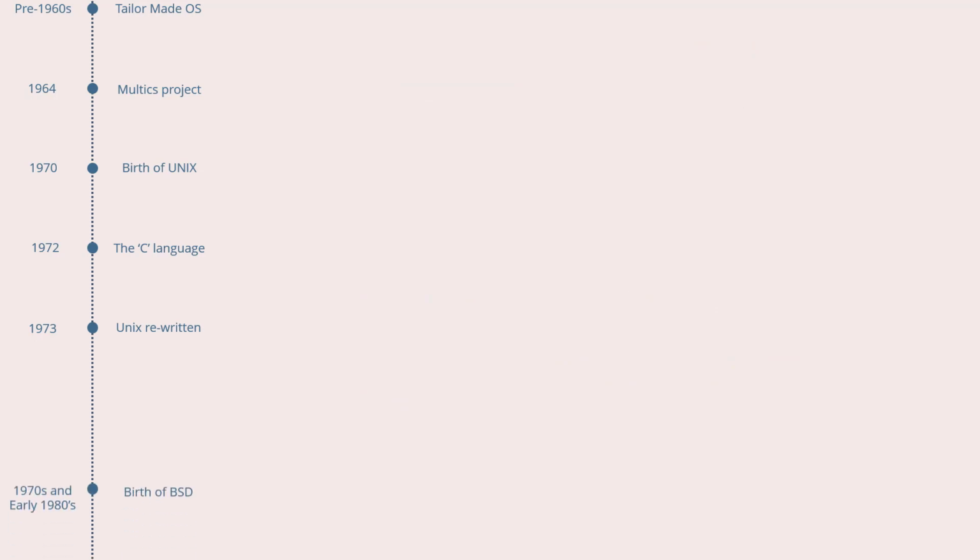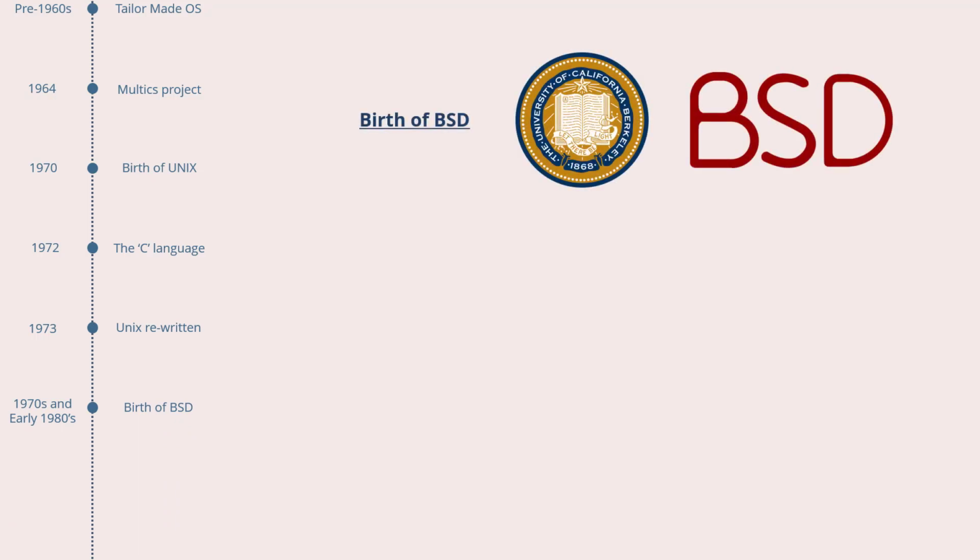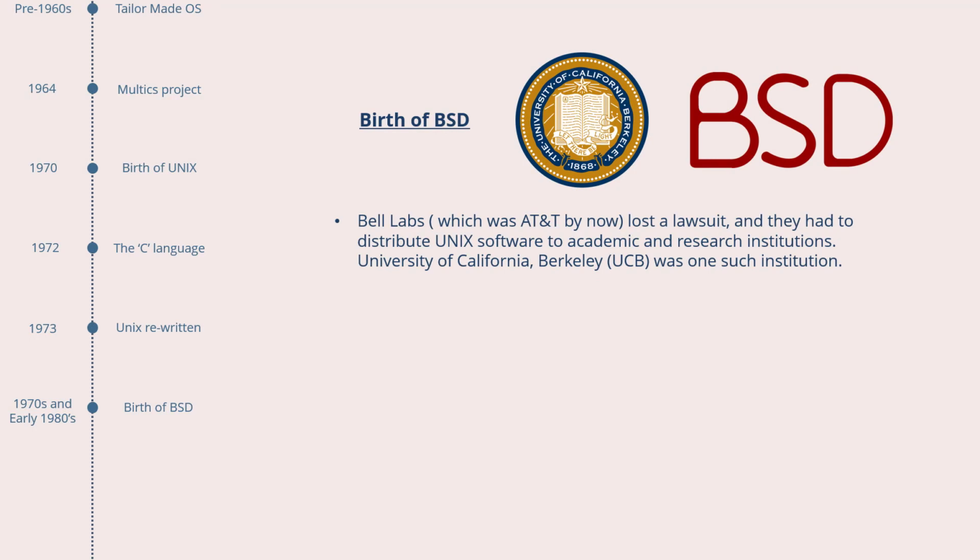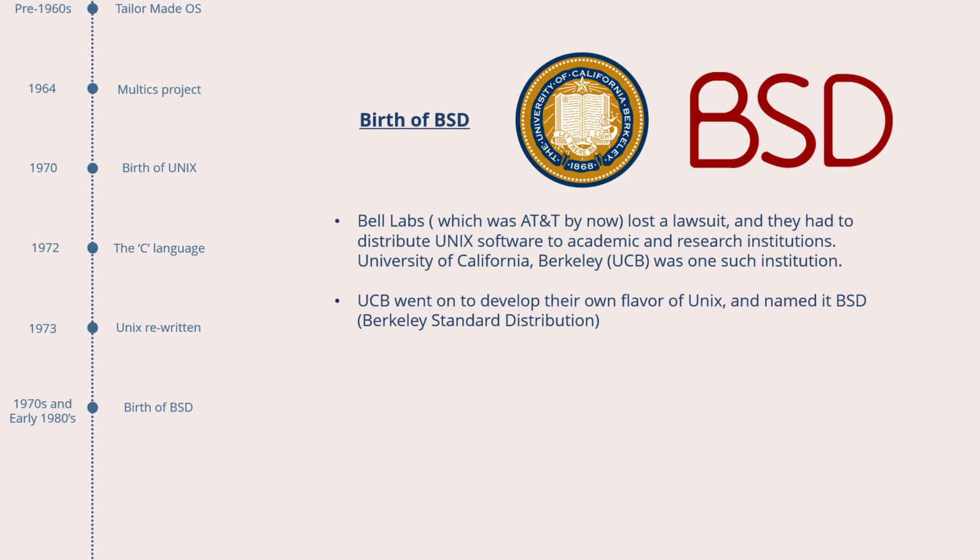Now let's move further ahead. This is the late 1970s and the early 1980s. Bell Labs, which was AT&T by now, lost a lawsuit and they had to distribute Unix software to academic and research institutions. University of California, Berkeley was one such institution. UCB went on to develop their own flavor of Unix and named it BSD. BSD stands for Berkeley Standard Distribution.